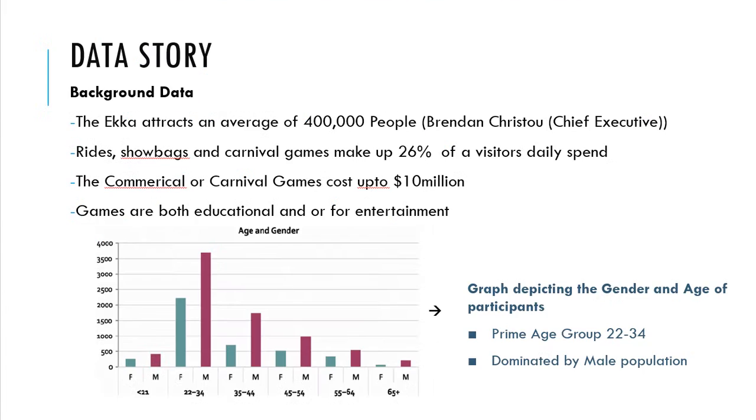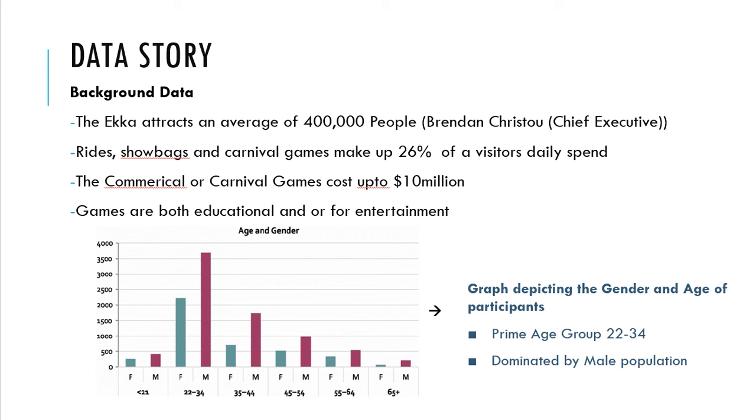Data story. Some background data on the Ekka is that it has an average of 40,000 people a year. Their rides, show bags, and carnival games make up 26% of visitors' daily spend. The commercial or carnival games cost up to 10 million, and they are either educational or strictly for entertainment.